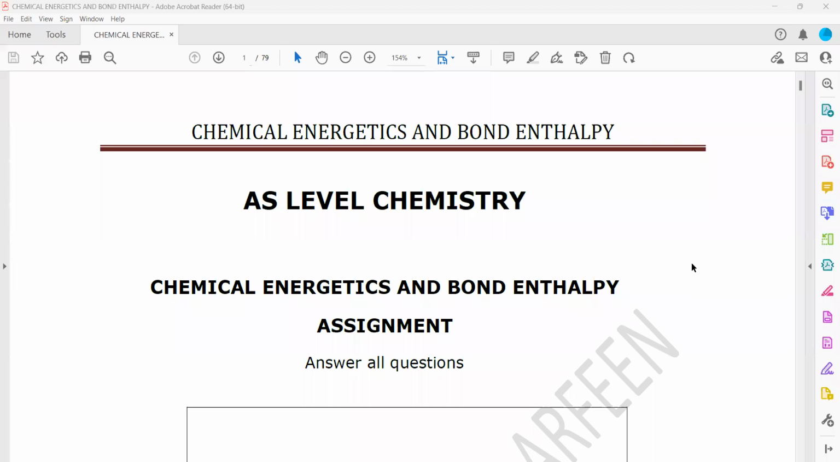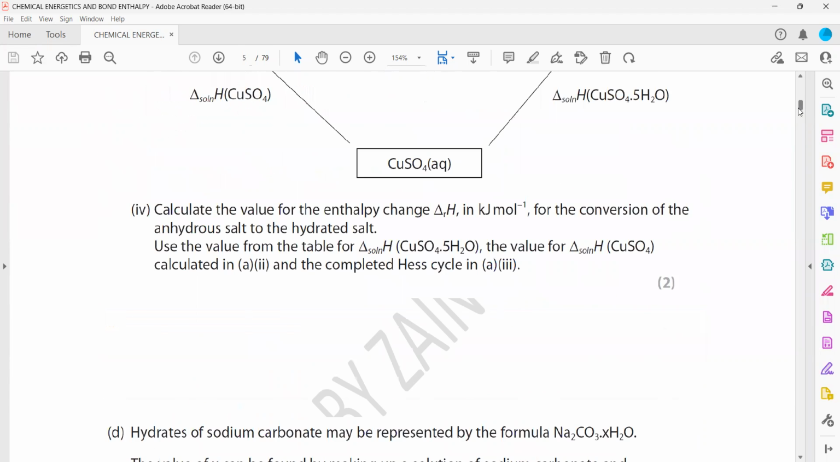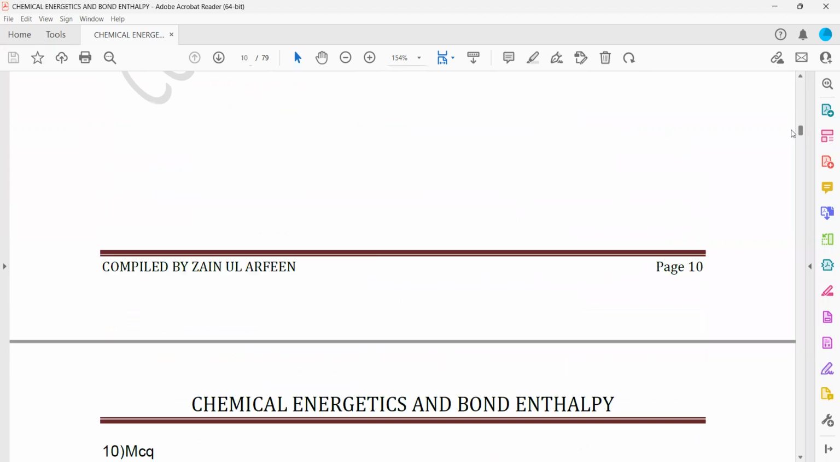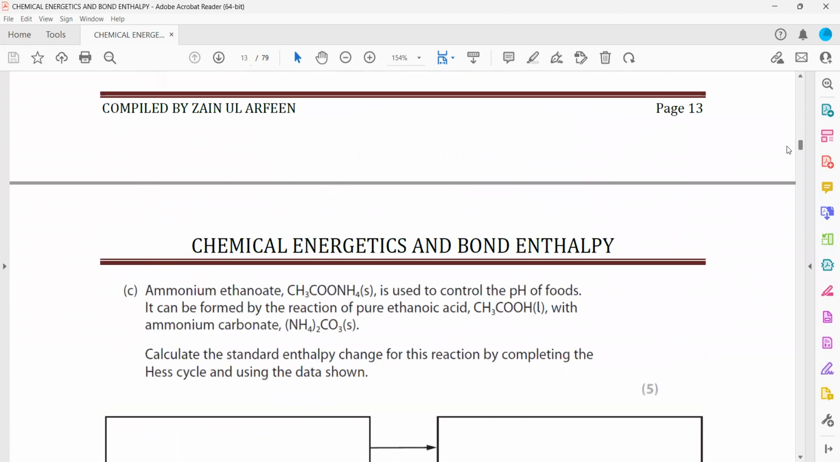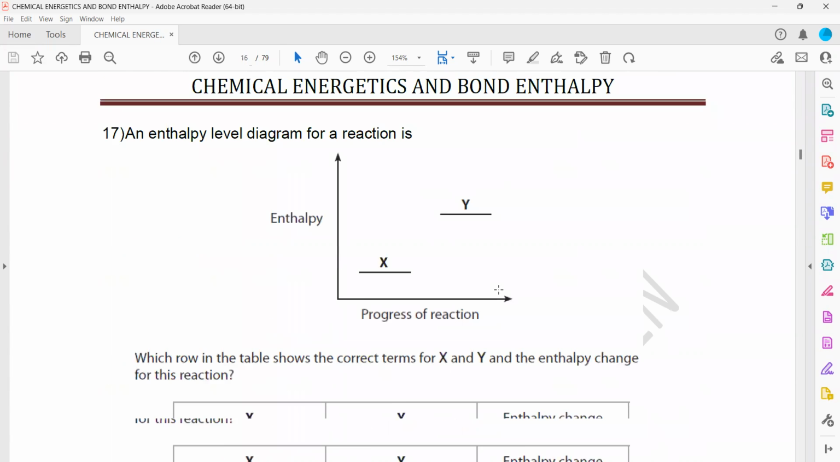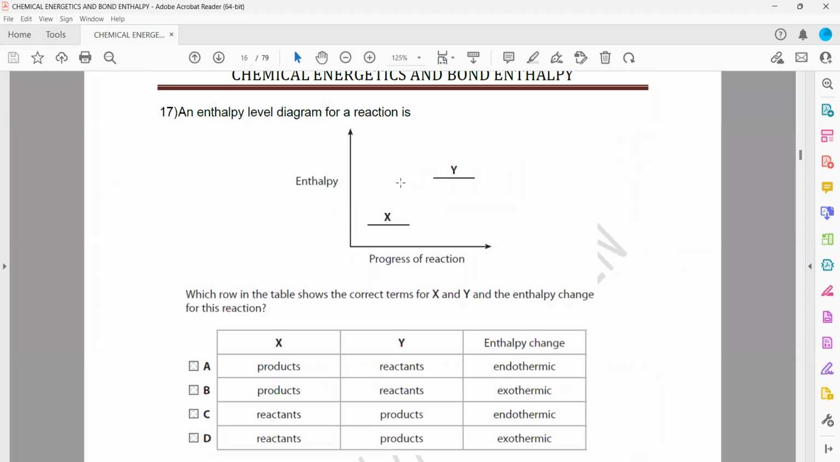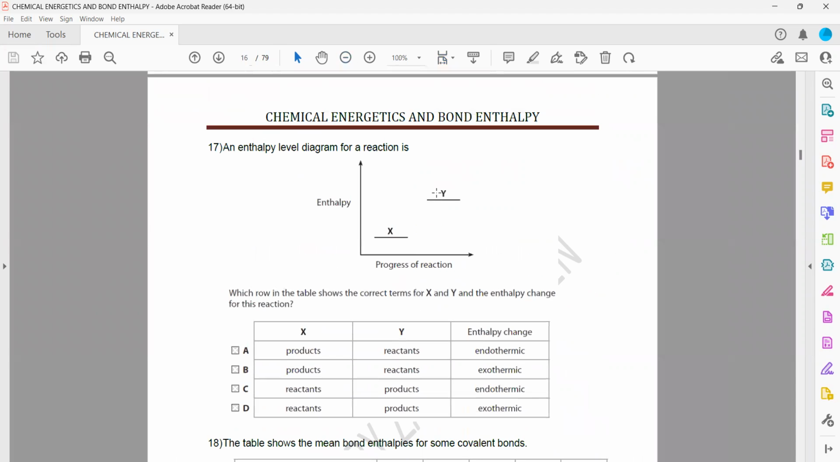So this exercise relates to topic 1 of unit 2, that is chemical energetics and bond enthalpy. The first 16 questions I have already solved, so I will share that recording with you, and we will solve 16 onward. You can also use the chat to state the answer. The chemical energetics and bond enthalpy questions.